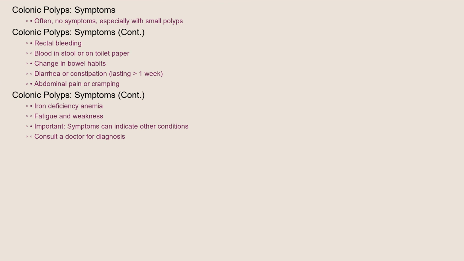Many people with colonic polyps experience no symptoms at all, especially when the polyps are small. However, larger polyps can cause several signs and symptoms. These may include rectal bleeding, which can appear as blood in the stool or on toilet paper. A change in bowel habits, such as diarrhea or constipation lasting longer than a week, can also occur. In some cases, polyps can cause abdominal pain or cramping. Iron deficiency anemia, due to chronic blood loss from the polyps, may lead to fatigue and weakness. It's important to note that these symptoms can also be indicative of other conditions, so it's crucial to consult a doctor for a proper diagnosis.